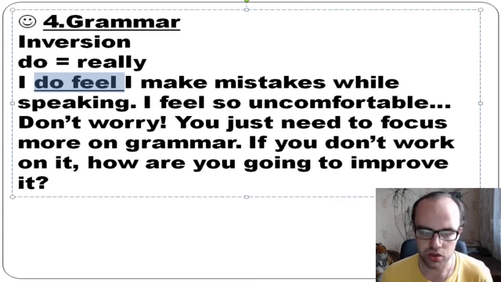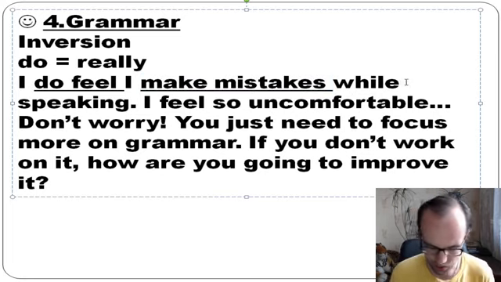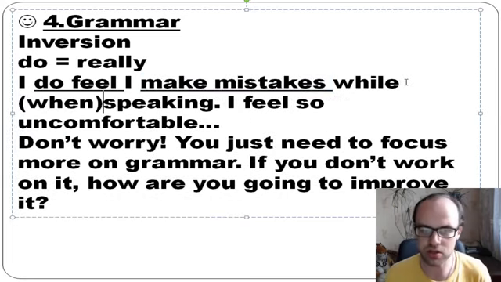And you know that these English conversations are for different levels. Mostly pre-intermediate, intermediate, upper intermediate, and advanced. And there are some points for beginners as well. So almost for all levels. So I do feel I make mistakes. We say make mistakes, but do homework. While speaking. So while or when, okay? When speaking.